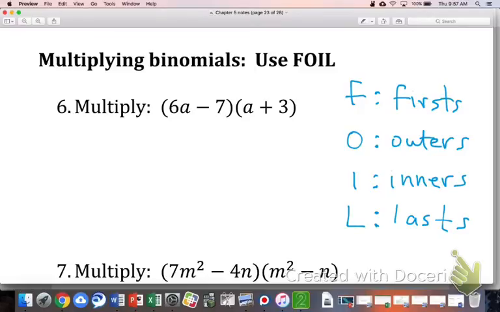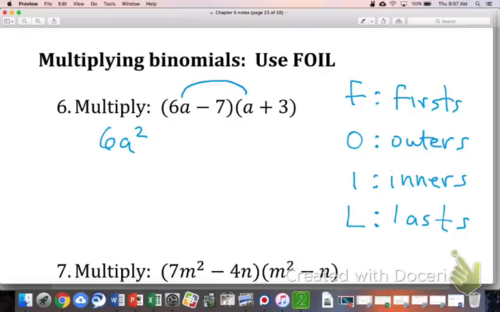If we multiply the firsts together, that means we are multiplying 6a times a. Do you see how those are the firsts within the binomials? So what is 6a times a? 6a squared is right. Remember, foiling, just like the distributive property, is multiplication. And really, to be honest with you, foiling is just sort of like an advanced version of the distributive property. That's really all it is. If anybody is ever interested in understanding why FOIL works, I'd be happy to show you.